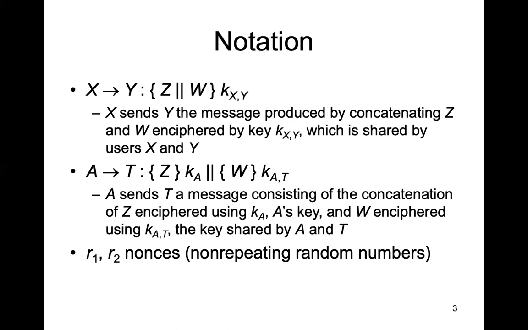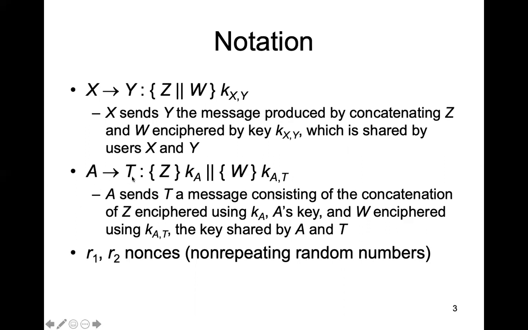We'll assume that this is an invertible operation of some sort, and this KXY is a key, and it's written KXY because it is shared between X and Y. This denotes the fact that it is a symmetric key that is shared by X and Y. So in this particular case, X is sending the message that is produced by concatenating Z and W, and the whole thing is encrypted using the key KXY, which is a shared key between X and Y.